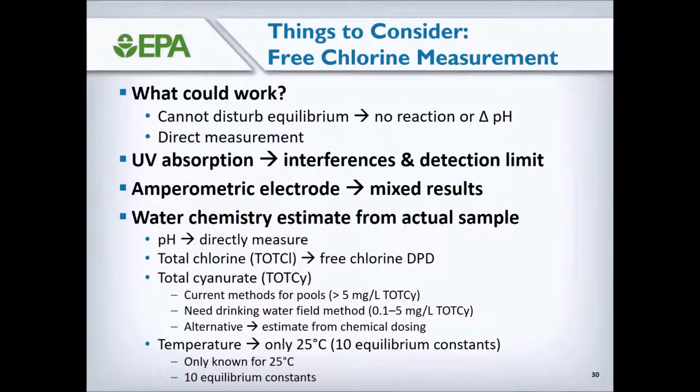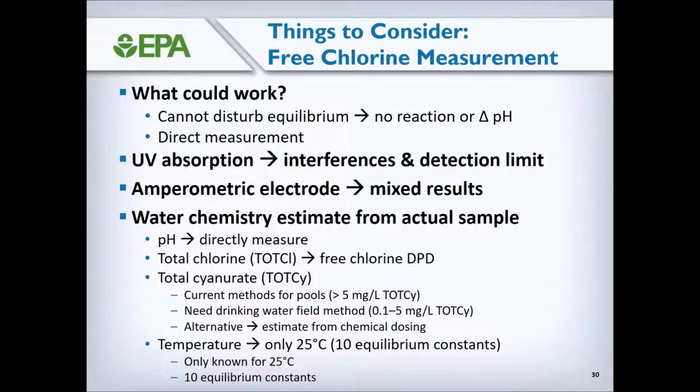So in a water sample, we can get pH easy enough. We can directly measure that. We can actually get total chlorine as well, because we can use the fact that the free chlorine DPD method actually measures total chlorine. So we can use the interference to our advantage here, or the bias to our advantage. Measuring total cyanurate is the first issue.